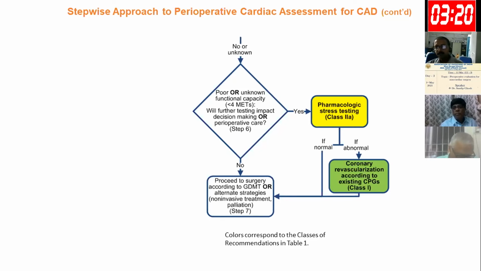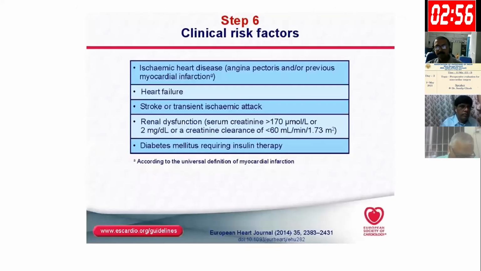So if the pharmacological stress is abnormal and there is a perfusion defect on stress testing, then we have to go for coronary revascularization as per the existing clinical practice guidelines. And after that only we can proceed for the surgery, or maybe we can put the patient on medical therapy, or try alternative therapies in those patients.